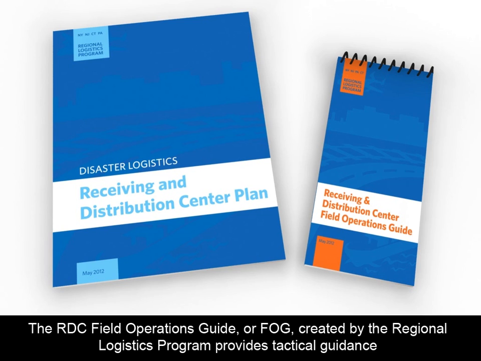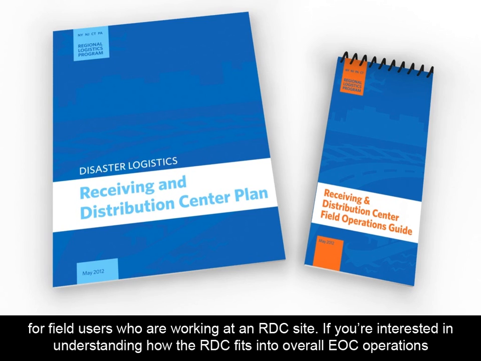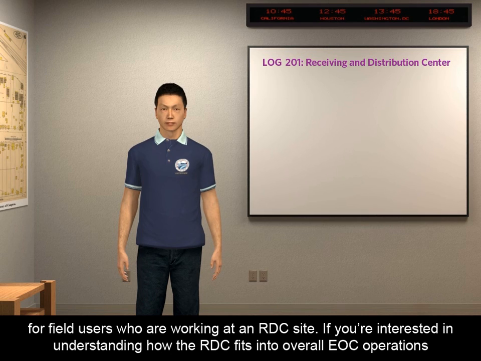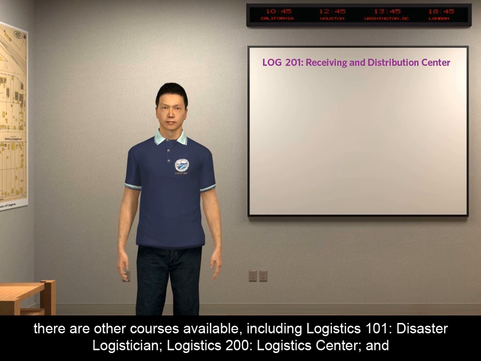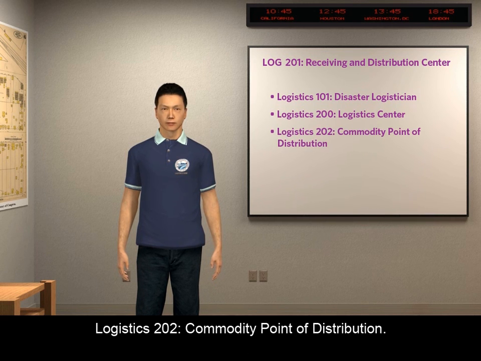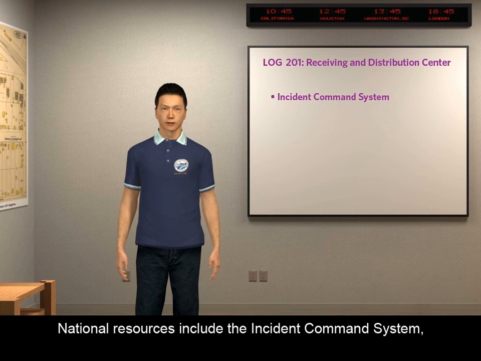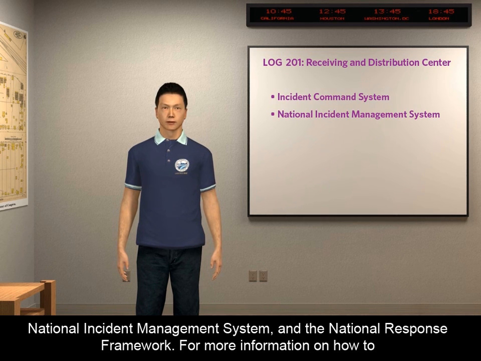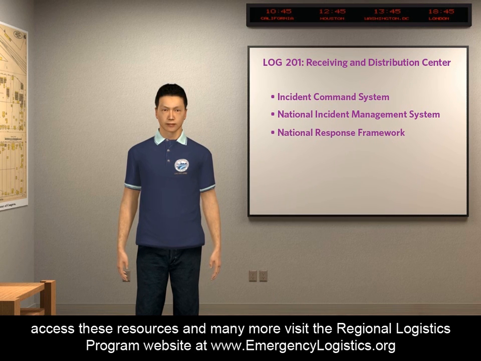The RDC Field Operations Guide, or FOG, created by the Regional Logistics Program, provides tactical guidance for field users who are working at an RDC site. If you're interested in understanding how the RDC fits into overall EOC operations, there are other courses available, including Logistics 101, Disaster Logistician, Logistics 200, Logistics Center, and Logistics 202, Commodity Point of Distribution. National resources include the Incident Command System, National Incident Management System, and the National Response Framework. For more information on how to access these resources and many more, visit the Regional Logistics Program website at www.emergencylogistics.org.